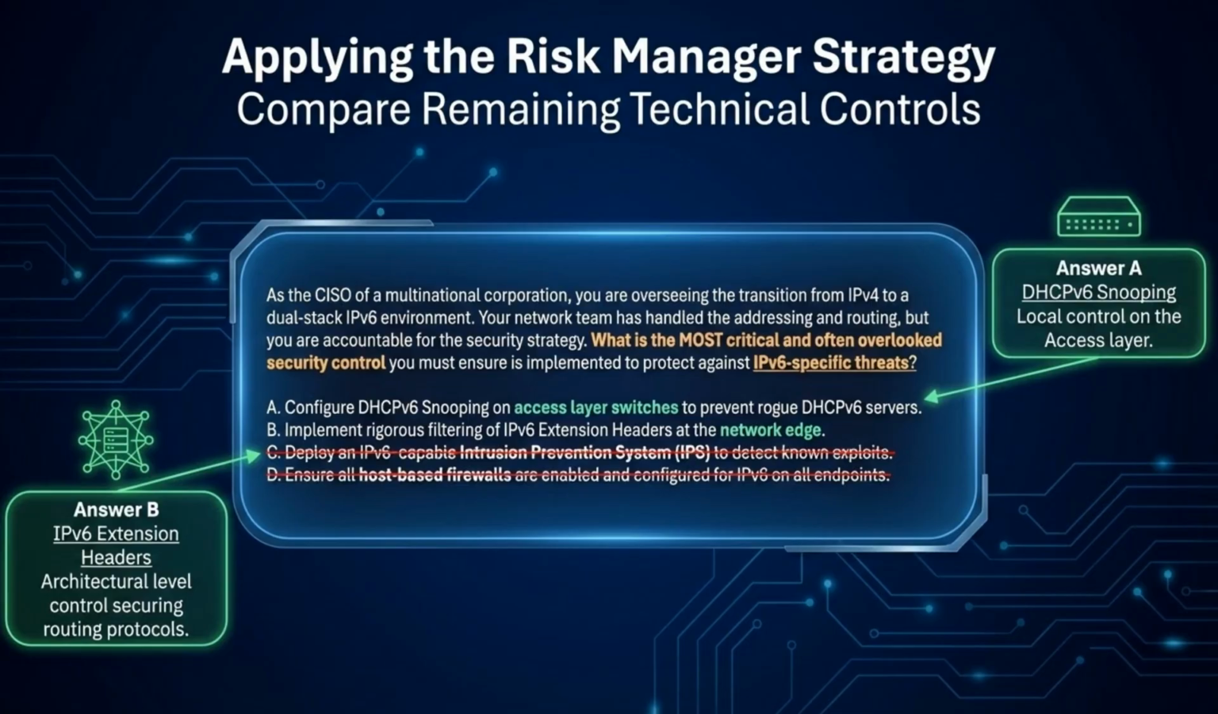Option A, DHCPv6 snooping. This is a localized control on the access layer. It stops a specific type of internal attack from rogue servers. Option B, extension headers. This deals with how the IPv6 protocol itself is structured. IPv6 uses headers to handle options like routing and fragmentation. These are features that attackers frequently abuse to bypass firewalls or launch DOS attacks. Based on that understanding, which control sounds like the most encompassing, bang for your buck, solution to you? Balance these findings with keywords identified in step number 1, like most critical and overlooked controls.